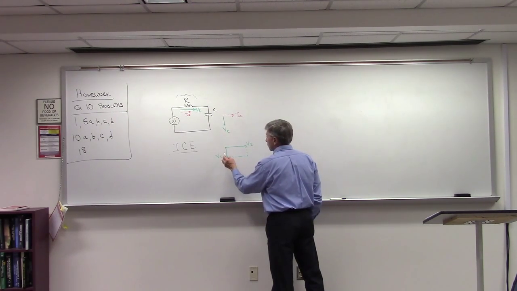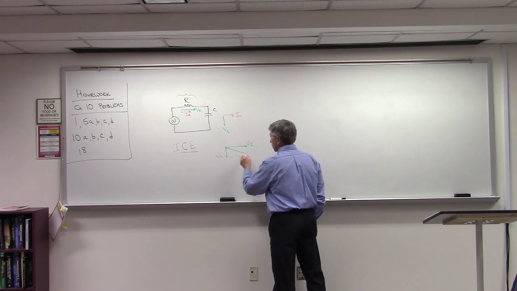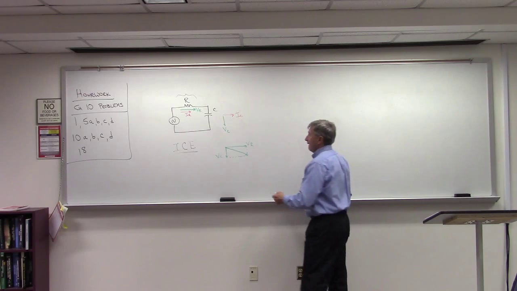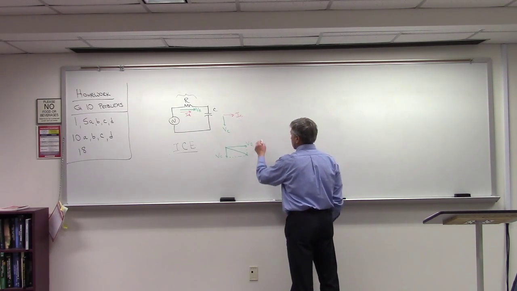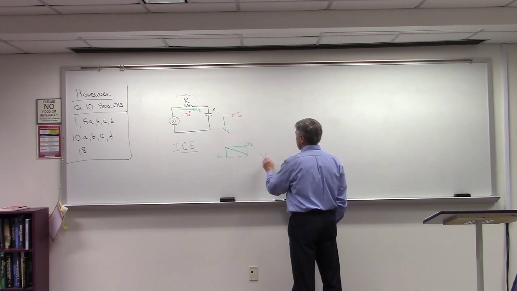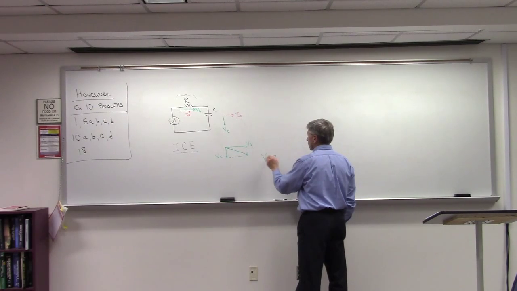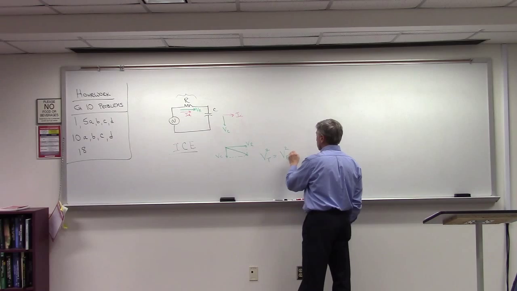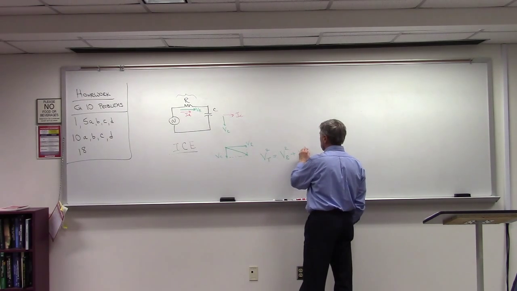So if you look at your vector mathematics, you just use the Pythagorean theorem. And the total voltage is equal to the square root of VR squared plus VC squared.